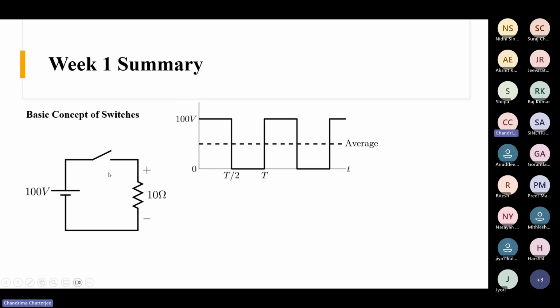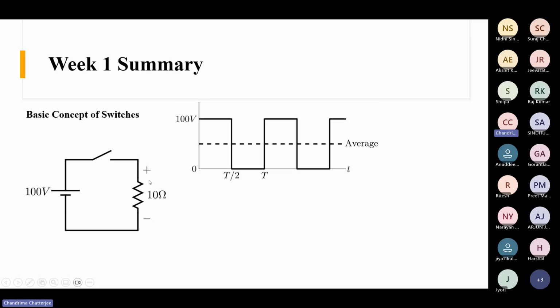But what if we can turn on and turn off this switch in a way so that, suppose this time period is T, for 50% of the time we will turn on this switch. During this time the voltage across the load will be 100 volt, and for the remaining 50% we will turn it off, so there will be no voltage across this load.